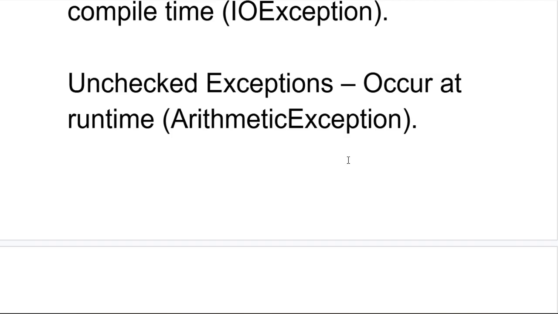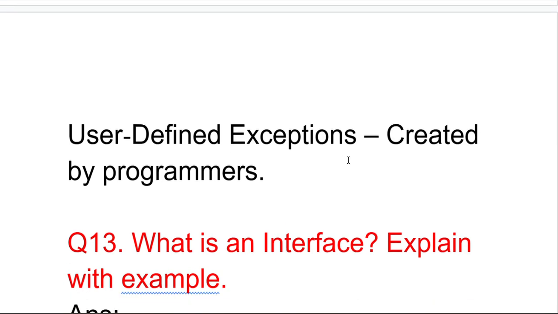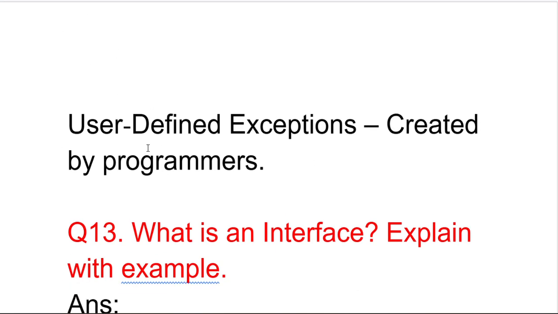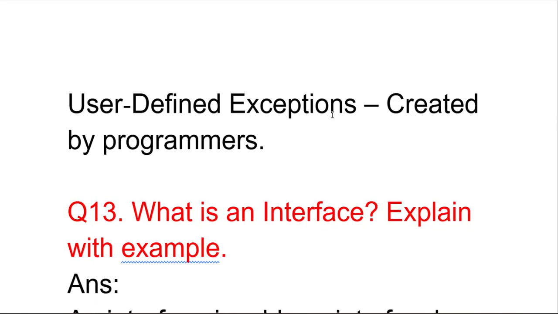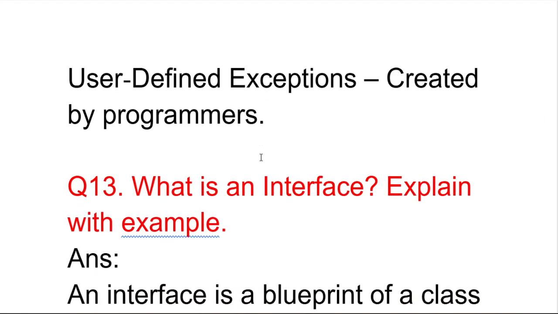We need to write in the try block how we can solve these exceptions. Like we can write an if statement, that if the user input is equal to 0, then in the catch block we can say that this is invalid, or write something valid. 0 can't be a prime number or anything. Another type is the user defined exception, that is created by the programmers.